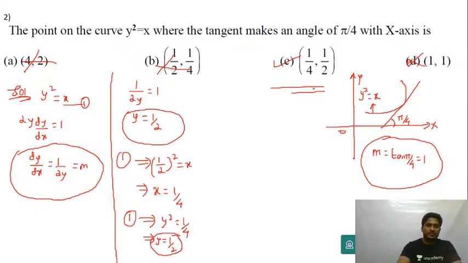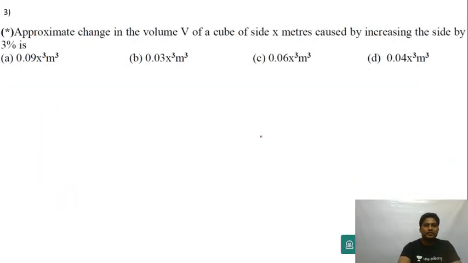Let's move to the next question. Question number 3. Approximate change in volume V of a cube of side x meters caused by increasing the side by 3%. Errors and approximations, applications of derivative. Let me do the question like this.